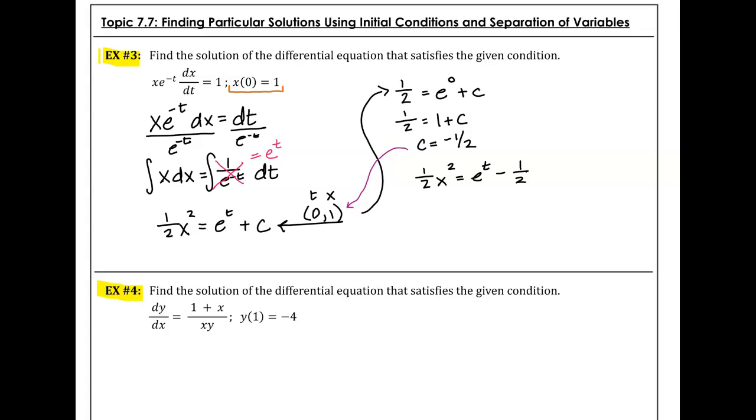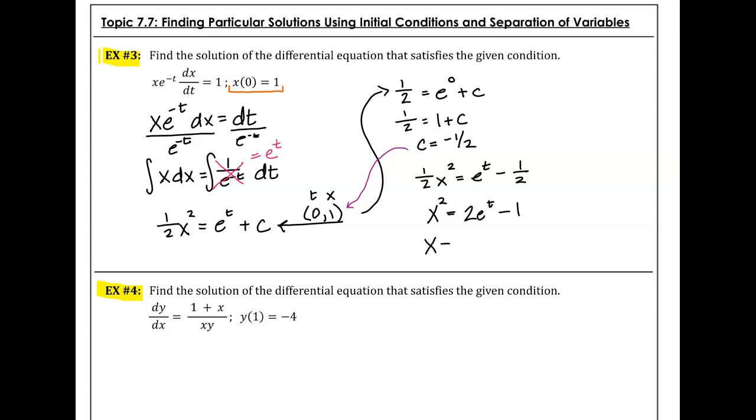X is our dependent variable and t is our independent variable this time. So I'm going to just try to get x by itself here. And so I would multiply both sides by 2. So that would become 2e to the t minus 1. And then the last thing I would do is take the square root.